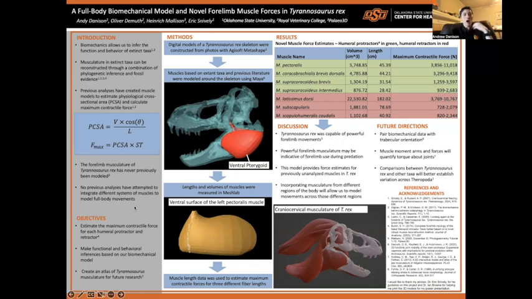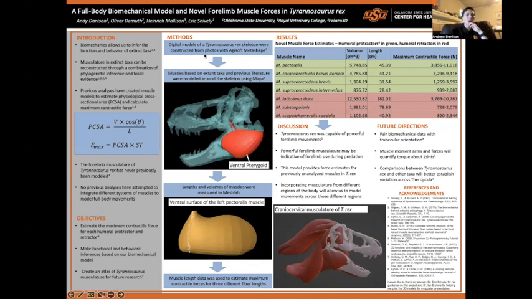described. Also, we have generated a full body model of Tyrannosaurus rex's muscles using these same methods in order to calculate the forces behind full body movements. So our objectives for this study were to specifically estimate the maximum contractile forces for each humeral protractor and retractor muscles. Those are the muscles that are moving the entire limb forward and backward, and make functional and behavioral inferences based on our biomechanical model. And finally, create an atlas of Tyrannosaurus musculature for future research and education.